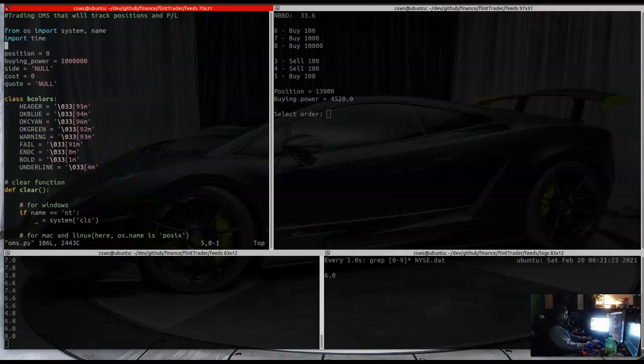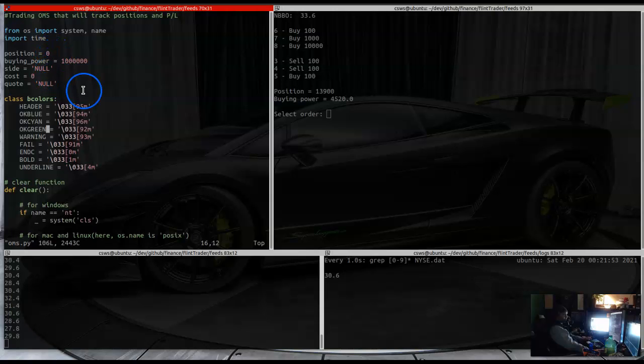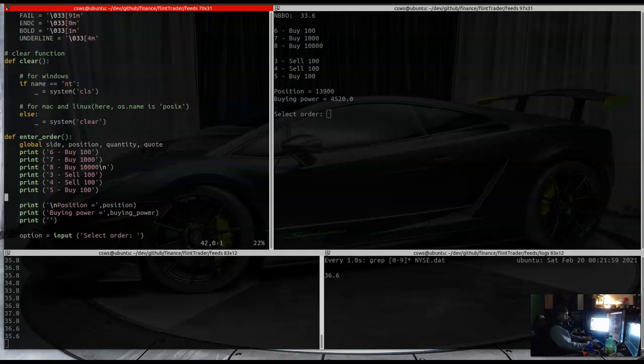All right, so here's the OMS code, which is on the right-hand side. That's what's generating this menu over here. We're just using time and OS. I'm using color coding for the reject message, that's this class here, B colors. I initiate some of these variables: my position variable, buying power, side, cost, and quote. And then we just have a series of functions. Please be nice, this is in development, so it looks a little messy.